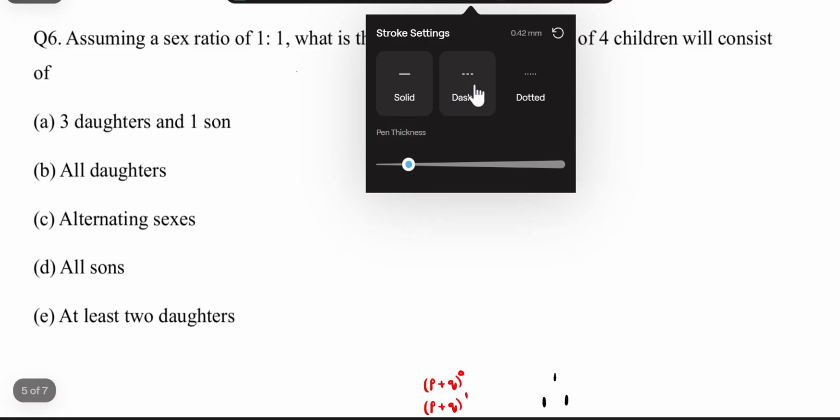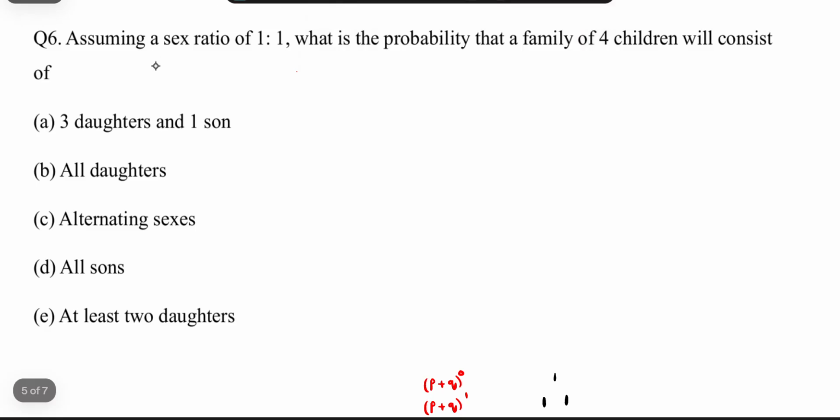The question says that you have to assume a sex ratio of 1 is to 1, and what is the probability that a family of 4 children. So see, n is 4. The number of events here, 4, will consist of 3 daughters and 1 son. If we are given 3 daughters and 1 son, there is no such sequence mentioned. So when the sequences are not mentioned, that time we can use the binomial theorem.